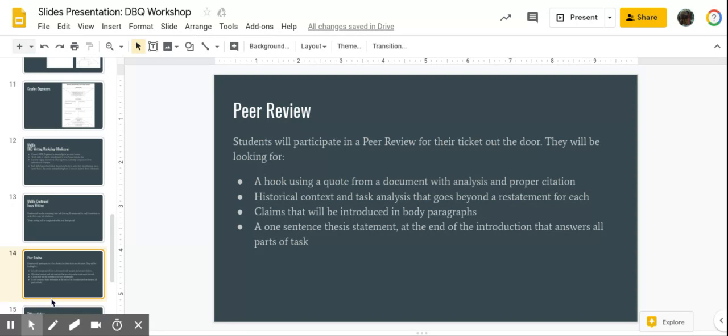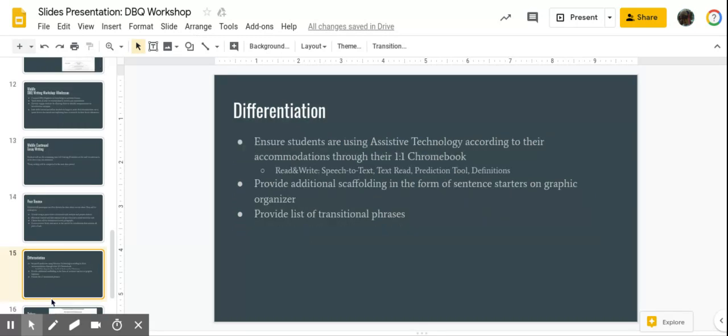So that means writing a hook using a quote from the document with analysis and proper citation, historical context and task analysis that goes beyond a restatement of each, and then the claims that will be introduced in the body paragraphs, and then that one-sentence thesis statement at the end of the introduction that answers all parts of the task.